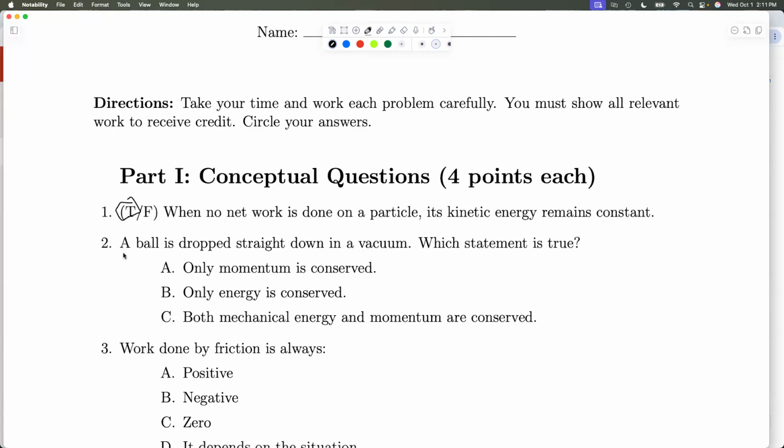If a ball falls straight down, then there's only one force acting on it, and that is a conservative force, gravity, which means energy is conserved. Momentum is always conserved. And when we say energy, I mean mechanical energy. Total energy is always conserved too, but usually when we say energy is conserved, we're talking about mechanical energy.